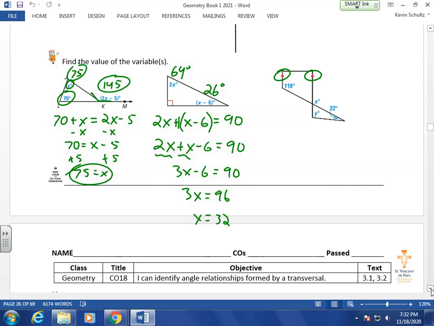So your homework is going to be your book assignment on page 221. I would like you to do 1 through 6, 14 through 19, and 21 through 26.